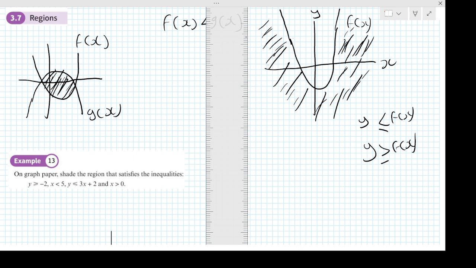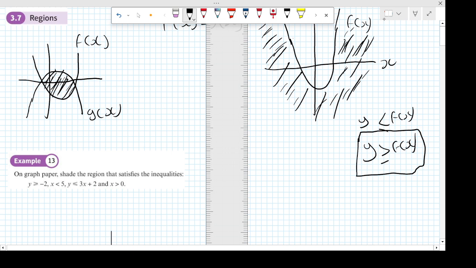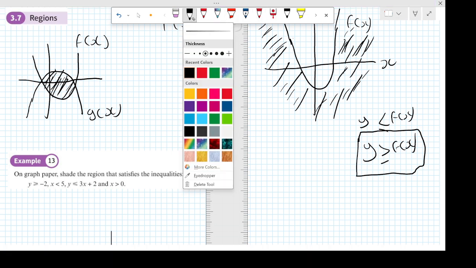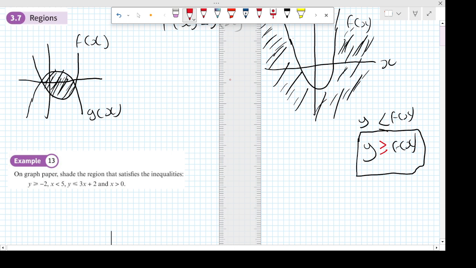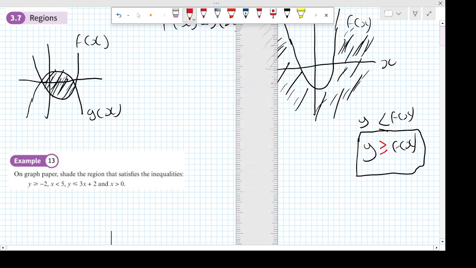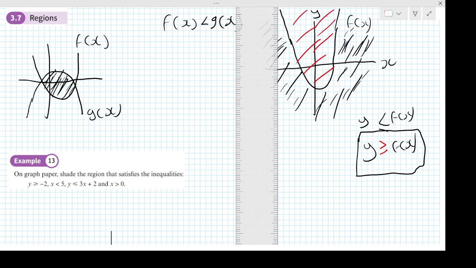Then what about when y is greater than or equal to f of x? I'm going to do it in a different color to show that it's different. If we have y greater than or equal to f of x, marked in red, that's instead saying the part of the graph we're interested in is going to be above f of x. It's going to be above the curve. That's going to indicate this part of the graph, where it's above the curve.